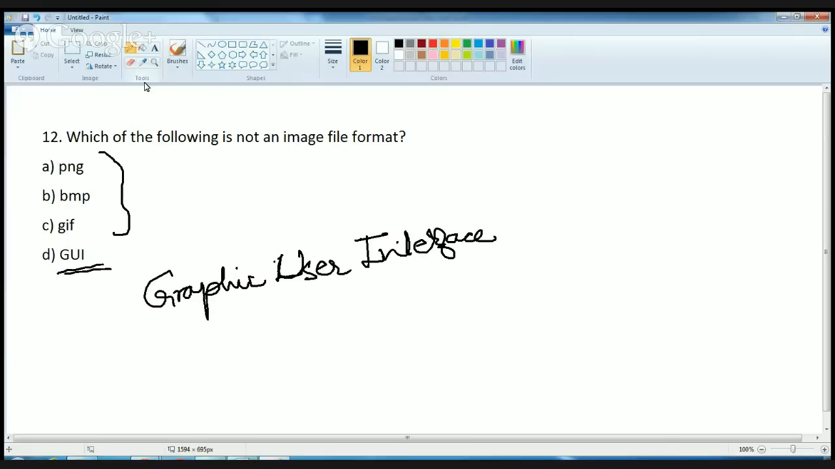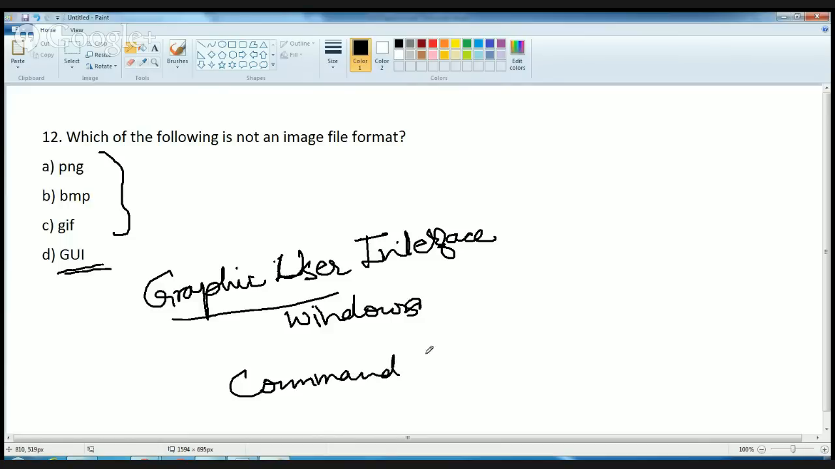So by looking at the items, we can visually see and understand what it is meant for. So that is what a graphic user interface is, which is mainly used in Windows. On the other hand, you have the command line interface. The command line was the interface that was used previously, and it is mainly used in MS-DOS.